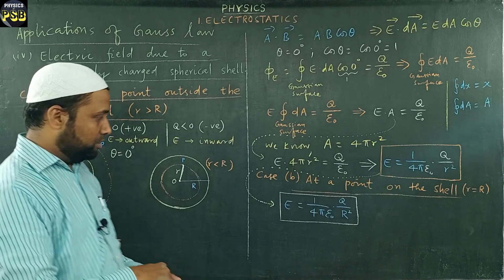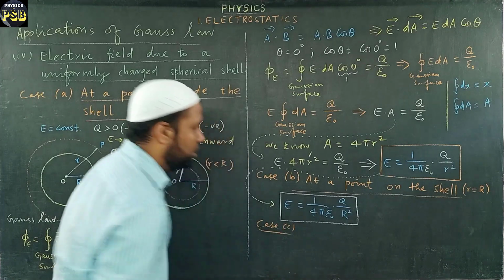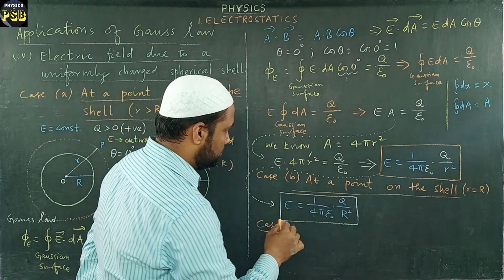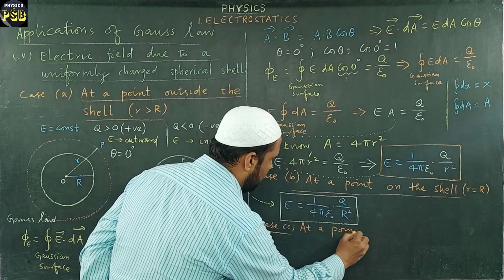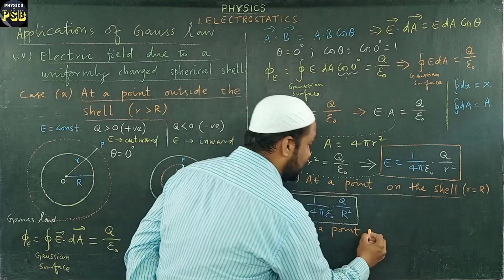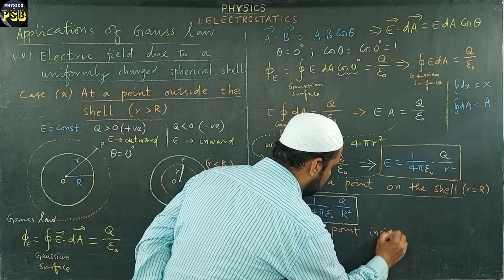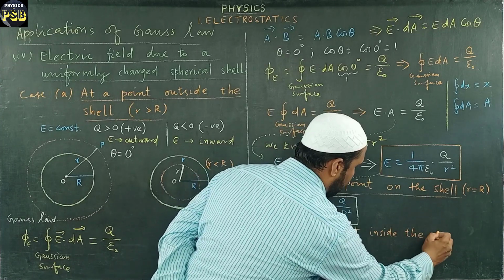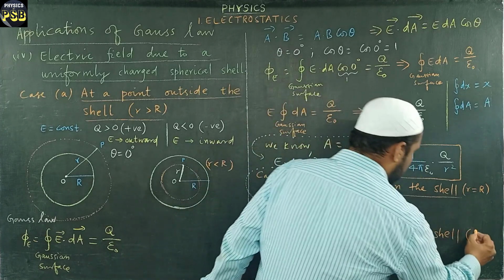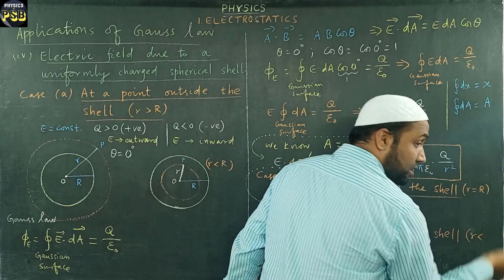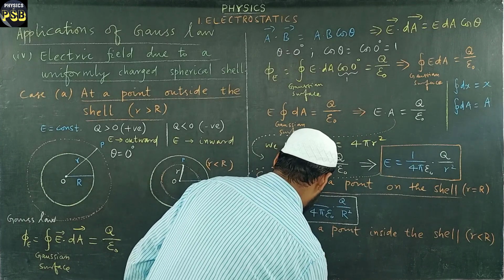Okay. Now I write this. Case C: electric field at a point inside the shell. Inside the shell. So here, small r is lesser than capital R. Underline this.